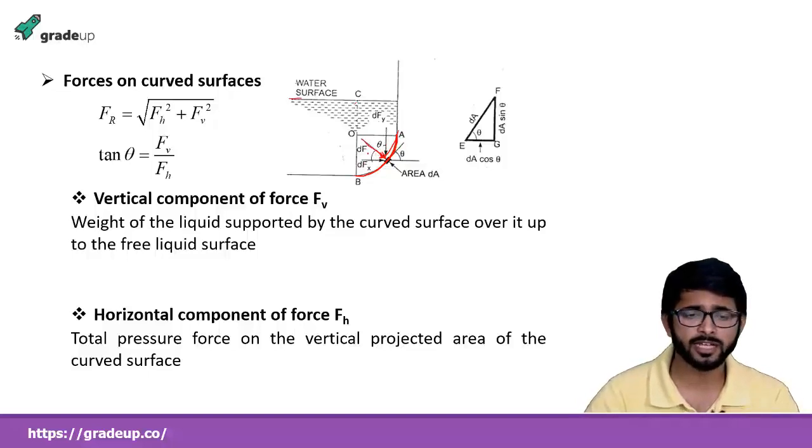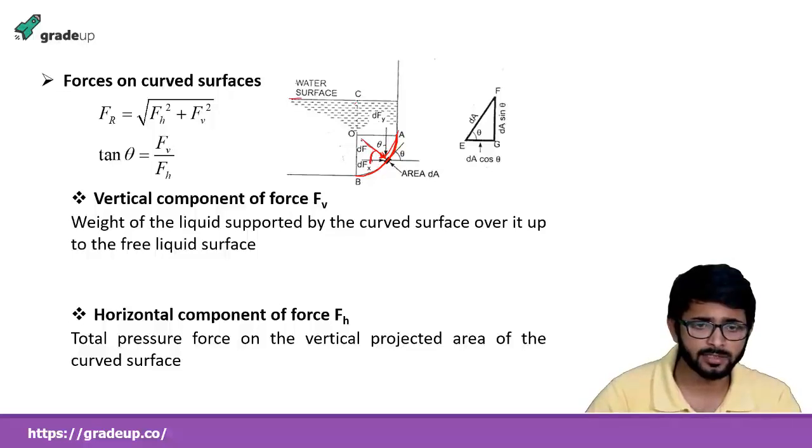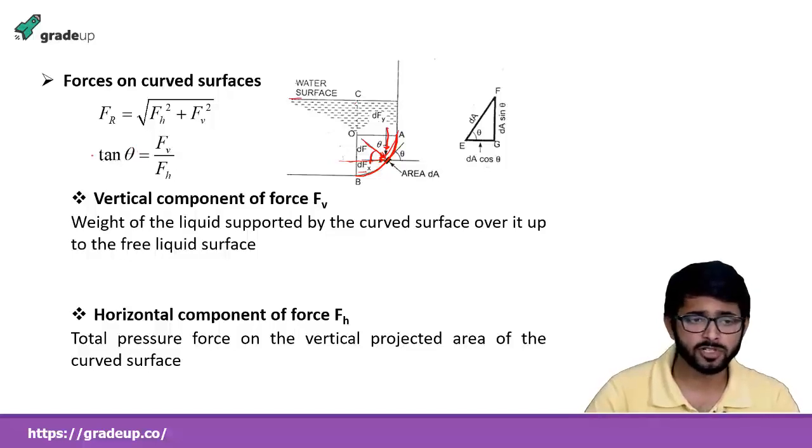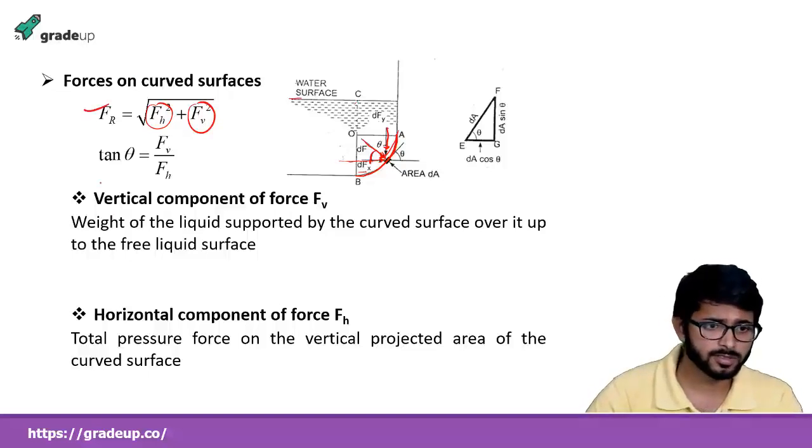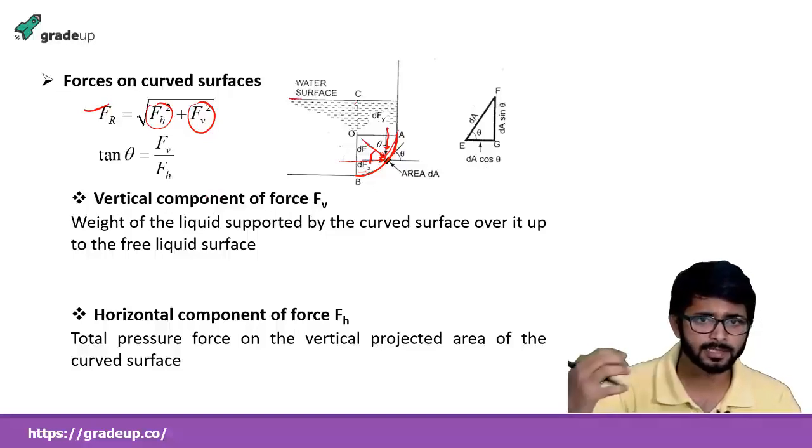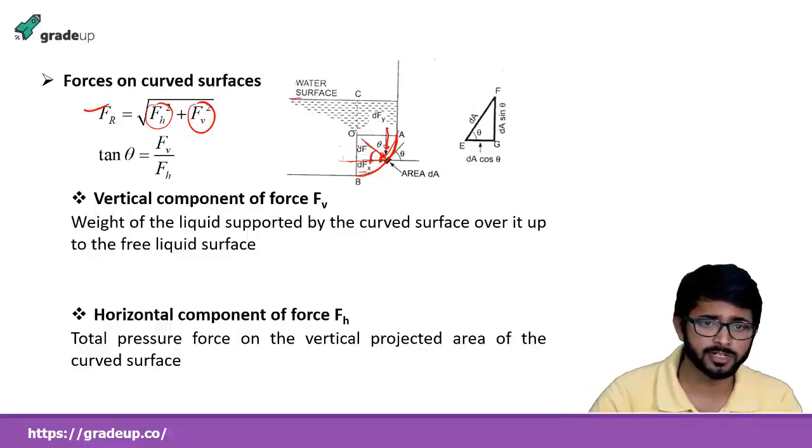We can say it is at the angle theta. The force is acting at an angle theta to the horizontal. It will have two components, one is Fx and another is Fy, which is acting downward. So the resultant force we can find, if we can find the horizontal force and the vertical force. The vertical force is the weight which is supported by the curved surface over it up to the free liquid surface.